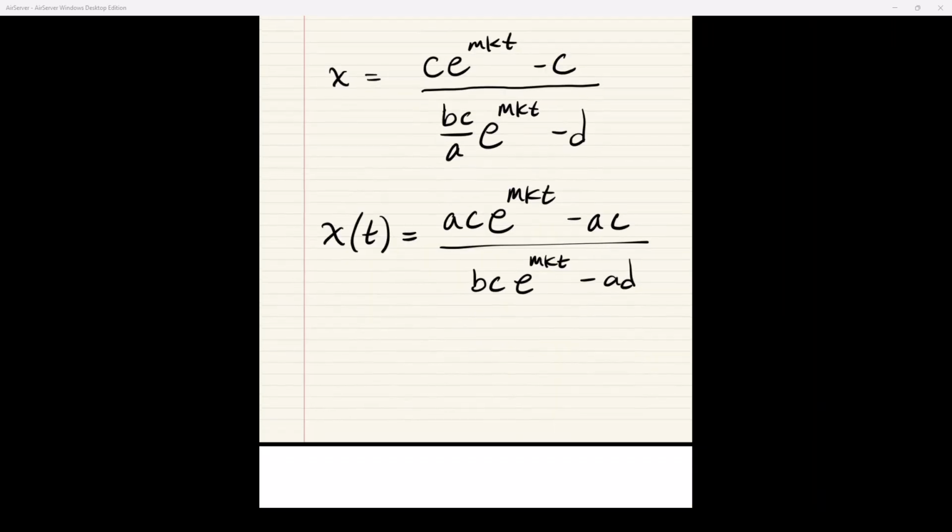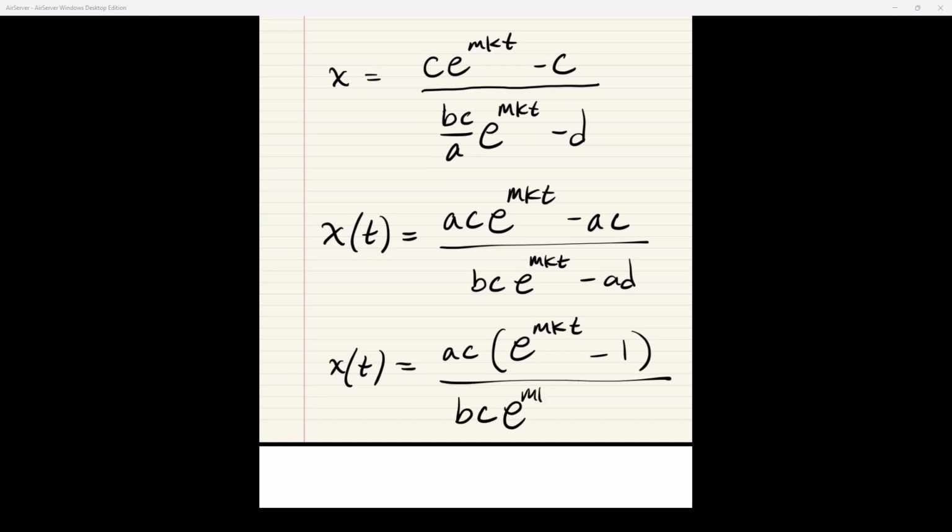Or maybe one better, there's an AC that I could factor out at the top. So A times C, e to the mk times t minus 1, over B C e^(mkt) minus AD. So put a box around that.